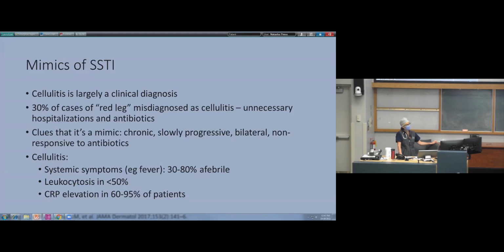But what about systemic signs? Well, systemic signs can sometimes help, if they're present, to tell you that it's cellulitis. But even in people who have cellulitis, a lot of them can be afebrile. Most of them cannot have a white count. And even though there is a CRP elevation, that's very nonspecific and can happen in lots of different inflammatory conditions.